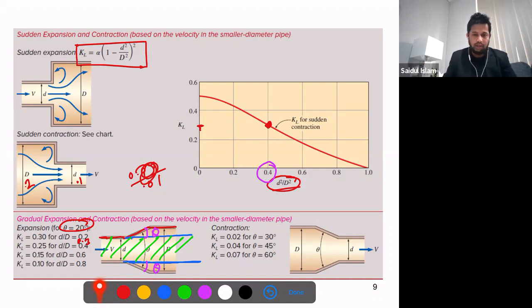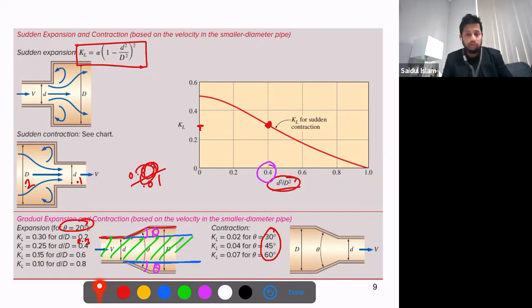The same thing here for the contractions, we have the data available from the literature for different angles 30, 45, and 60. Now you can ask me, okay, we have all this information for angle theta equal 20 degree, but what happens if we get a question in the exam with 30, 40? Look, we will not provide you a question in the exam where the information is not available, okay? So this is for the sudden expansion, this is for the sudden contraction, this is for the gradual expansion, this is for the gradual contractions. We are going to use all this information to solve problems in the exam.